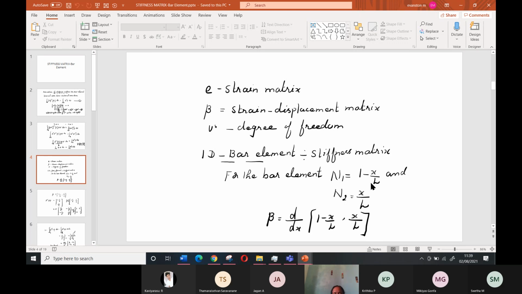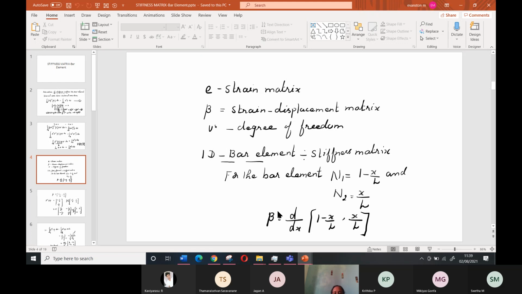This is the shape function we have derived for the constant strain triangle element. This is for the one dimensional element. The one dimensional element has two nodes, and the shape functions N1 and N2 we have derived as 1 minus x by L and x by L. Once you know this value, we can find out the stiffness matrix.